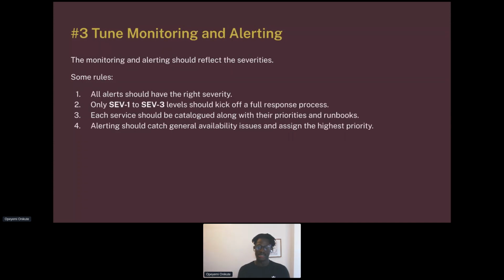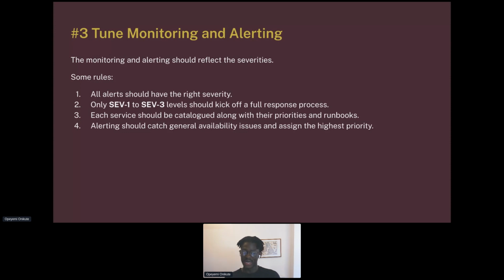Then the next thing is, now that you have your severities, your monitoring and alerting should reflect those severities. Your monitoring is what checks your system to see if anything goes wrong, and alerting is when you get notified about the problems, right? So obviously, all your alerts should have the right severity. If you have a service that is critical that triggers only Sev 4 alerts, then you have a very serious problem on your hands. Then again, like I mentioned, only Sev 1 to Sev 3 incidents have a full response process.